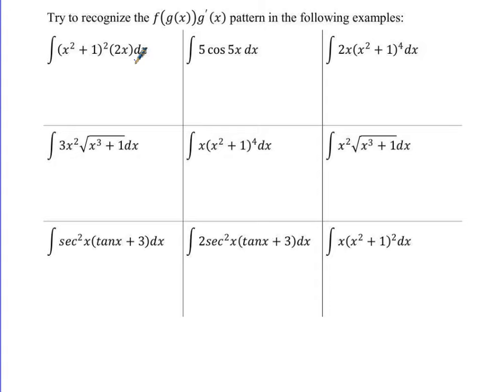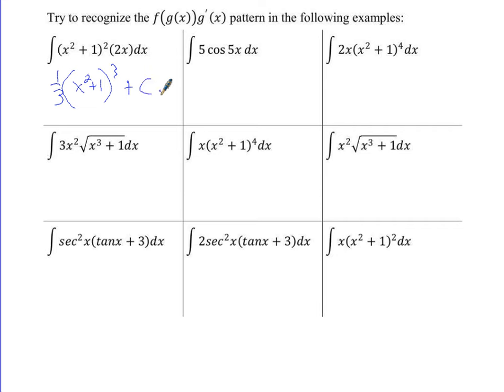Which means, what? What was my original function? 1/3. Why 1/3? Because I should see a 3 right here, but I don't. Which means that I must have had a 1/3 hanging out in order to get rid of that 3. So I need a 1/3. Now what? Plus c.